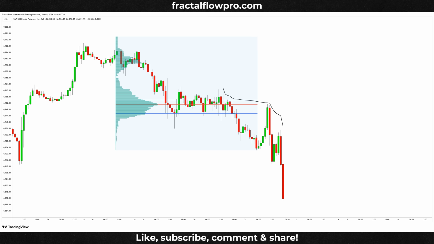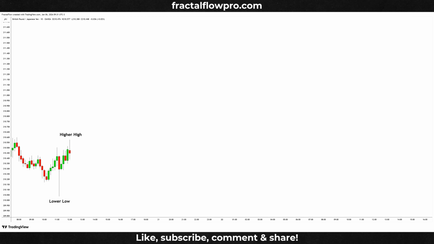These are very good examples of how simple order flow tools and good old price action can point to high quality trade setups, even though order flow and price action go way beyond this. The next example we'll see is in the pound yen 10-minute chart.